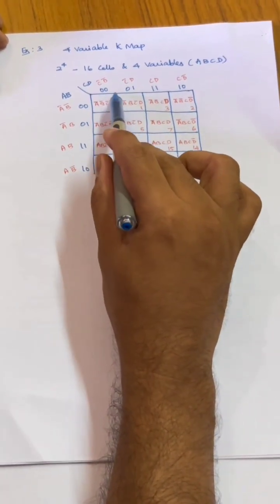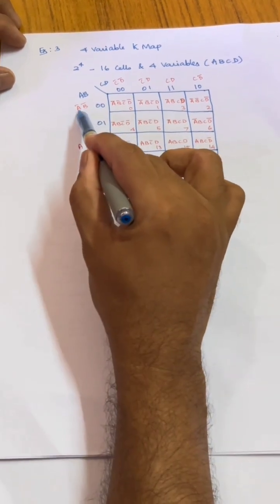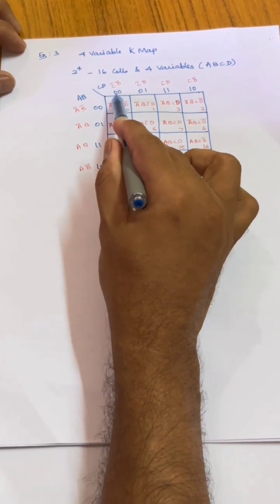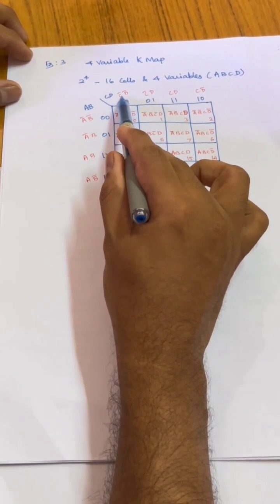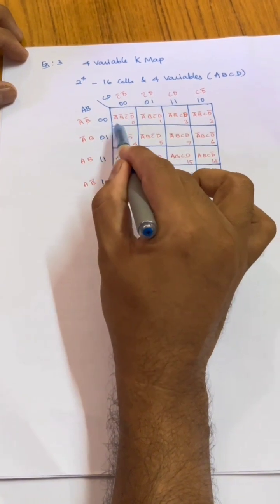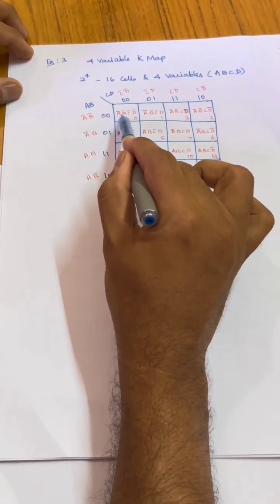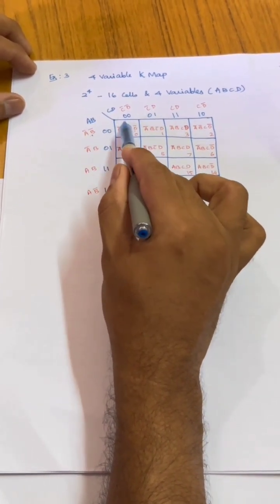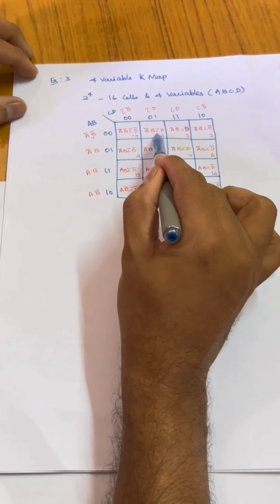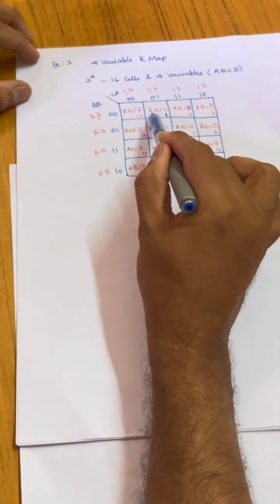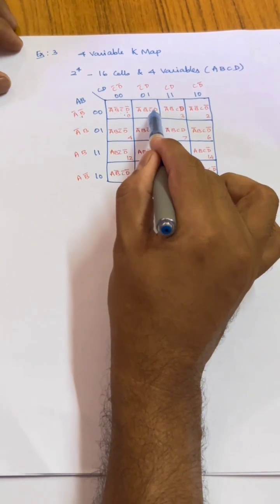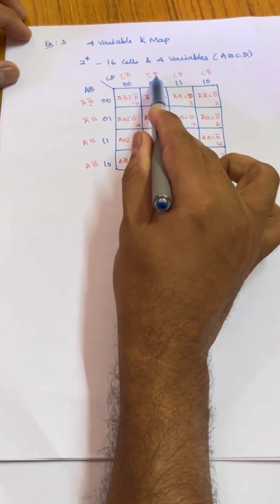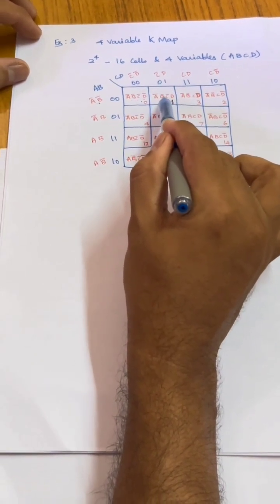For example, if you are taking the first cell as 0, row wise we have 0 0, that is represented with A bar, B bar, and column wise we have CD as 0 0, that can be represented with C bar, D bar. So the first cell can have the variables A bar, B bar, C bar, D bar. This is taken from the row wise variable and column wise variable. Similarly, the second cell, that is cell number 1, can have A bar, B bar, C bar, D. How this comes: row wise we have A bar, B bar, and column wise we have C bar, D. So we are taking A bar, B bar, C bar, D.